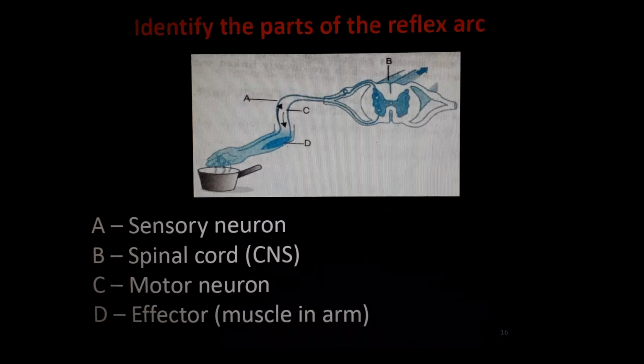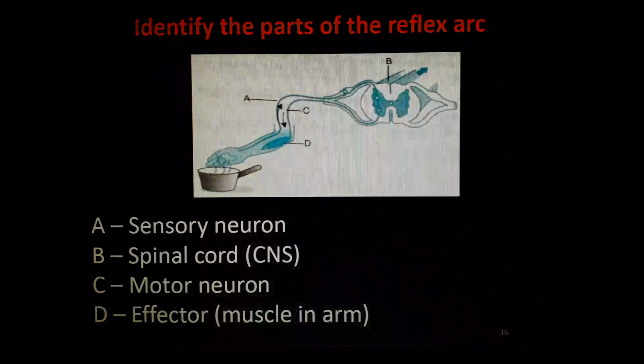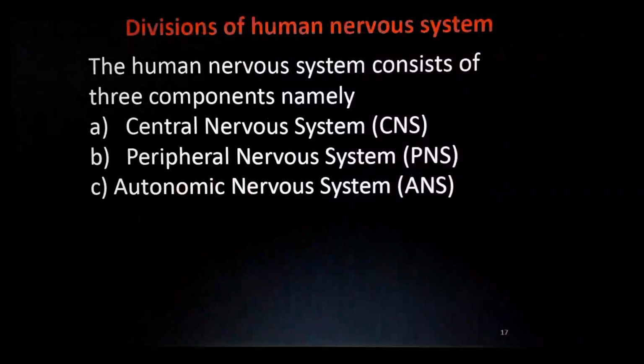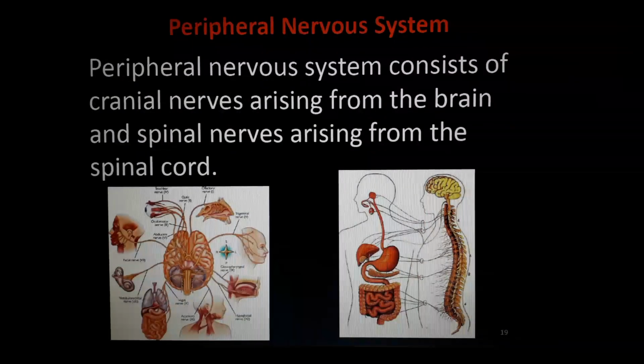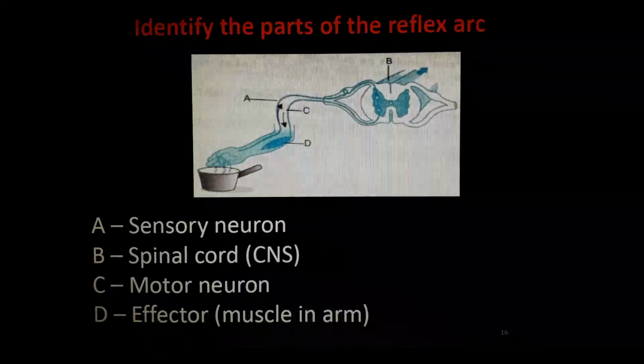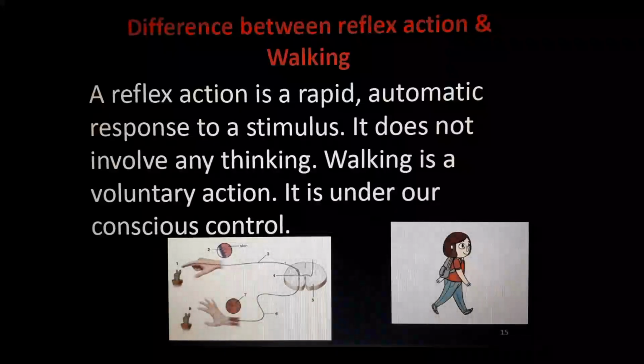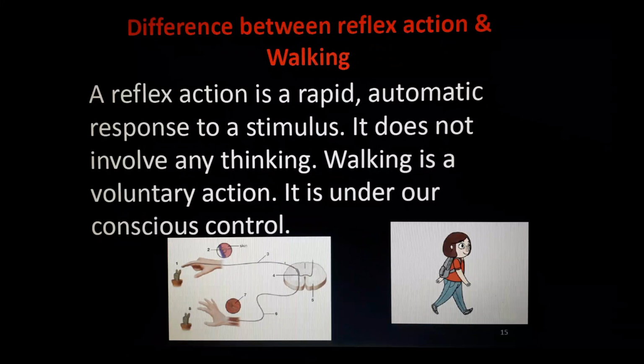Effector, sensory neuron, spinal cord, motor neuron. These are the things we will study in the next class. Enough for this one. Time is already 27, half an hour is finished. If you continue, it will be boring for you. Reflex action, reflex arc and all is very important. What are receptors? Important. Different types of sensory receptors. Most important are 5. Others are also there, but the most important are 5. Study that also.